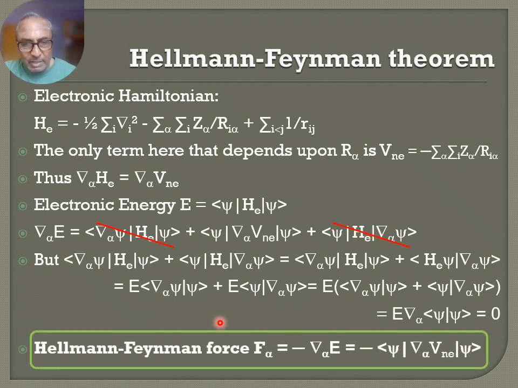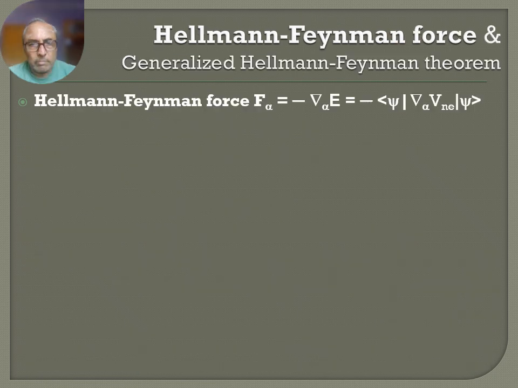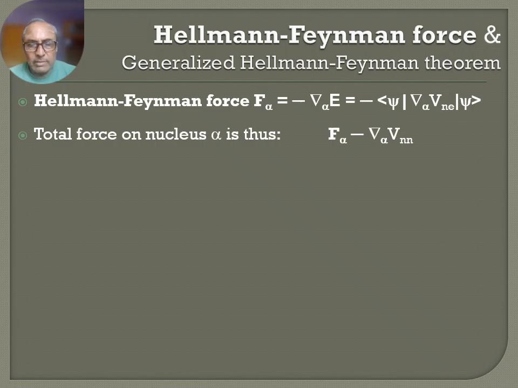And therefore that gives us the expression for the Hellmann-Feynman force: F alpha is equal to minus del alpha E, which is equal to the negative of the expectation value of del alpha Vne. So the Hellmann-Feynman force on nucleus alpha is F alpha equals minus bra psi del alpha Vne psi ket. And the total force on nucleus alpha is thus the Hellmann-Feynman force minus del alpha Vnn, that is the gradient of the internuclear repulsion.